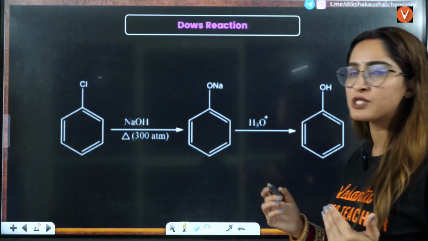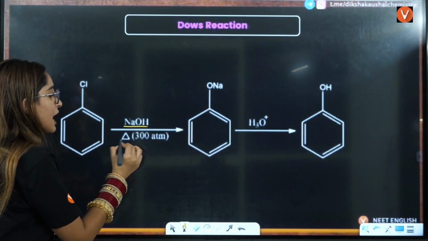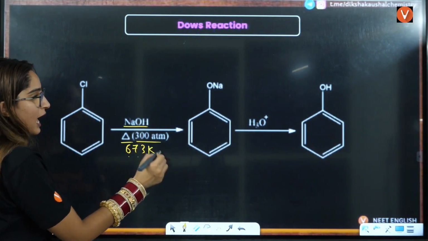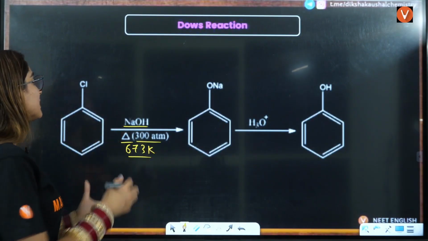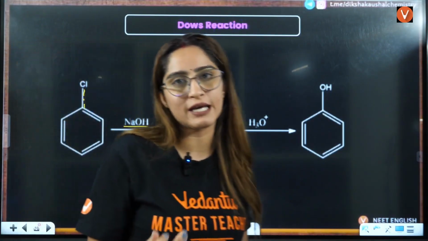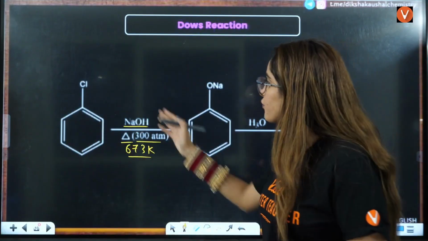Next we have Dow's process. So in Dow's process, what you will do? You will have chlorobenzene, you add NaOH, you heat it, and the temperature is something like 673 Kelvin, I think more than that. So temperature and pressure are very high. See, this bond is very difficult to break because of the double bond character here. That is the reason we are using very high pressure and temperature to break this bond.